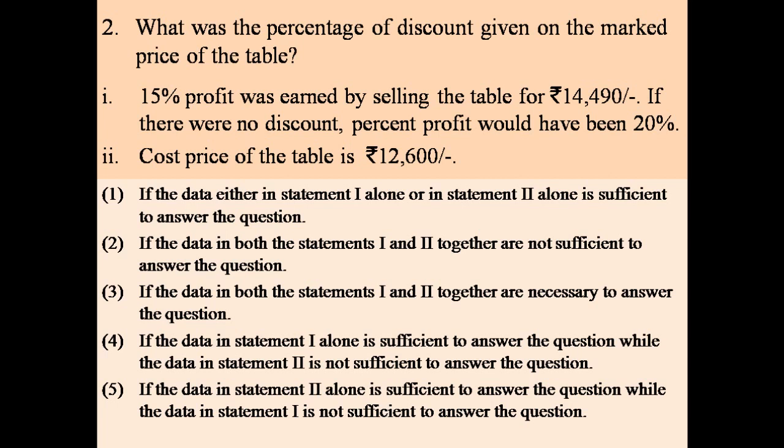So in this question, we find that statement 1 is able to help us find out the discount percentage, whereas statement 2 doesn't give any information other than simply giving the cost price. So the correct answer here, according to the options given in the question, is the fourth option, that is, the data in statement 1 alone is sufficient to answer the question, while the data in statement 2 is not sufficient. That is the correct answer. So that finishes question 2. I hope you get the point how to tackle such questions.